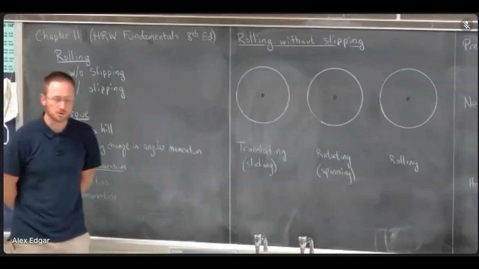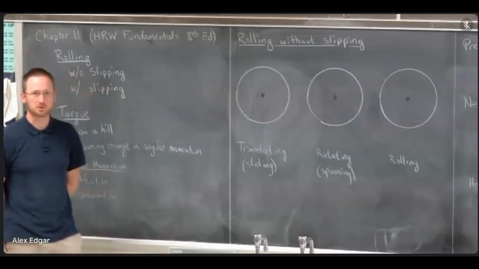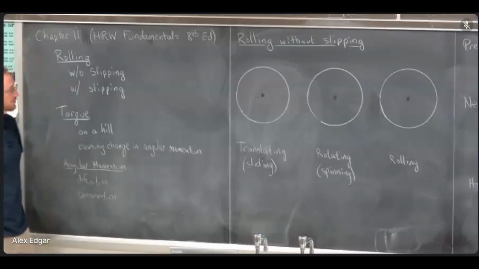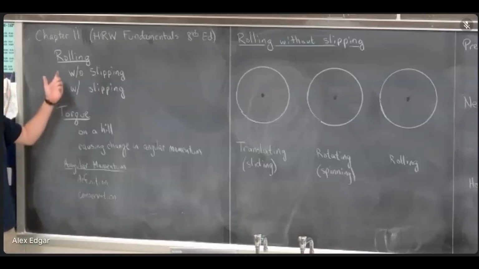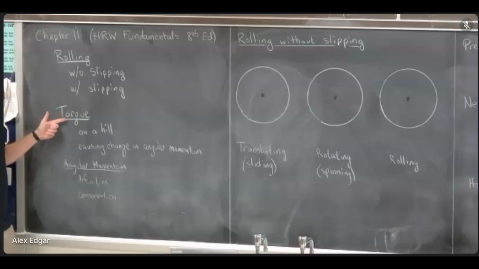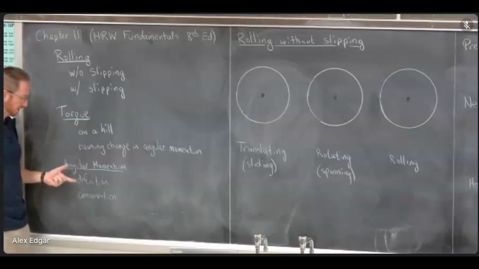Welcome to Notes on Chapter 11 of Fundamentals of Physics, 8th edition. In this chapter, we'll be looking at and discussing rolling, first without slipping and then with slipping, torque on a hill, and then torque that causes a change in angular momentum after we've talked about angular momentum with the definition and the conservation of angular momentum.